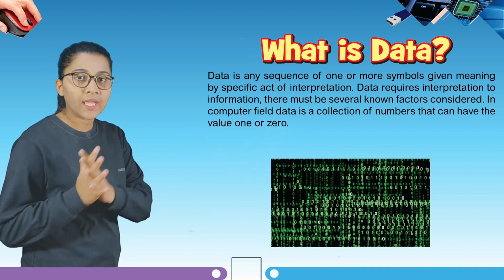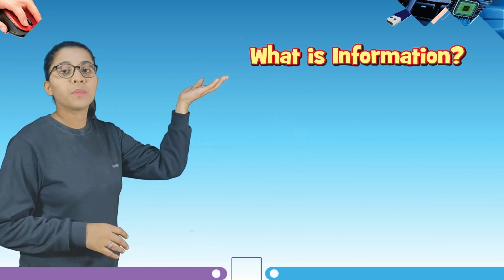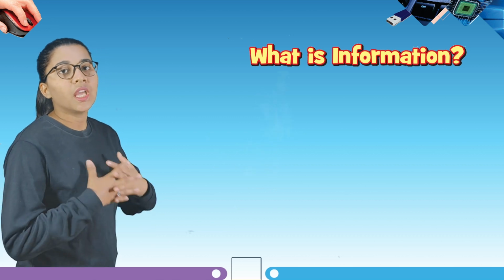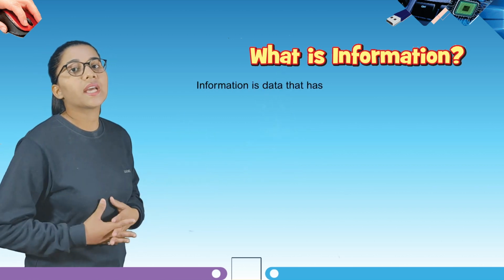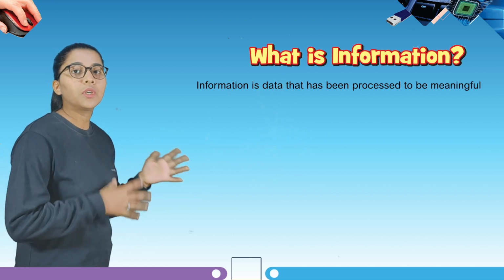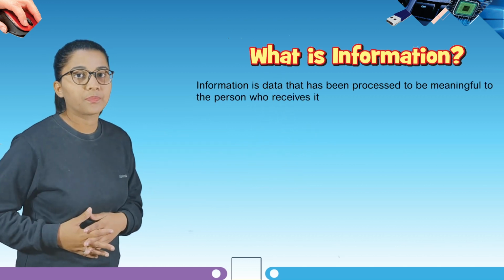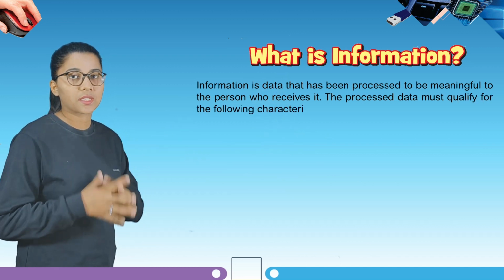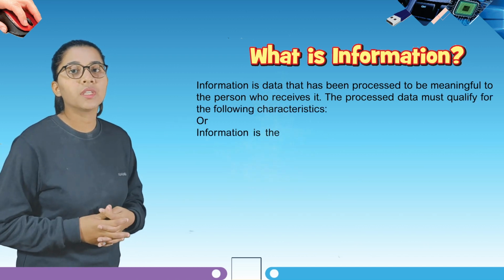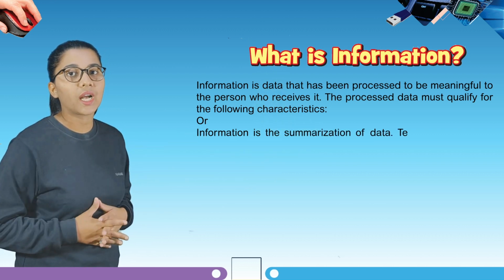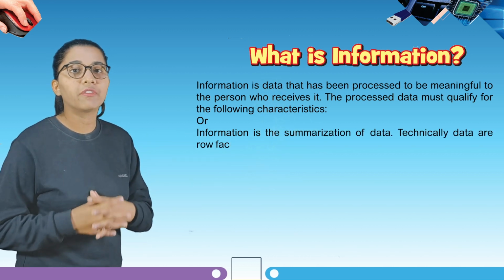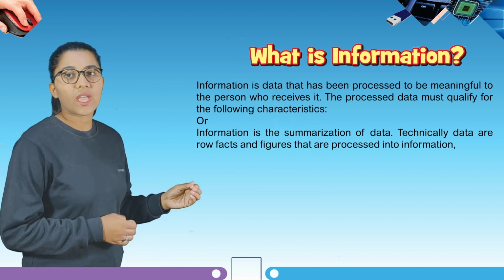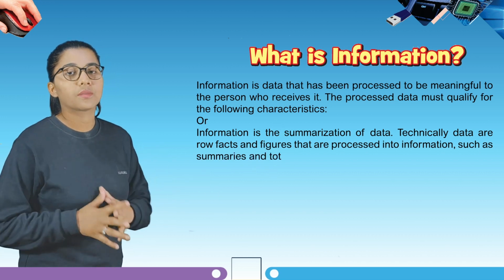Now students, our next topic is what is information? We are going to learn about information in detail. So, information is data that has been processed to be meaningful to the person who receives it. The processed data must qualify for the following characteristics. Or, information is the summarization of data. Technically, data are raw facts and figures that are processed into information, such as summaries and totals.